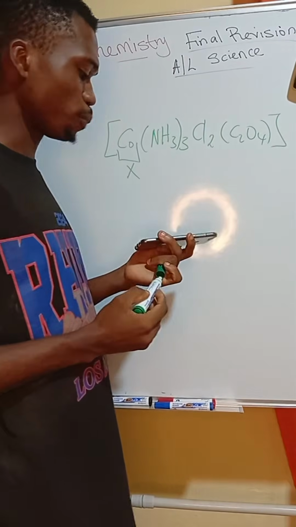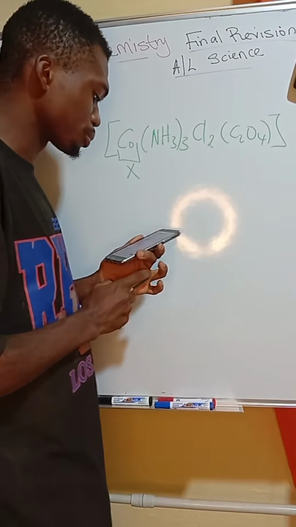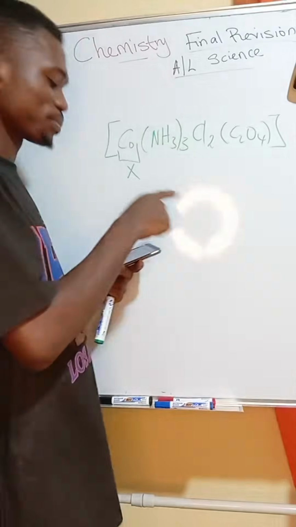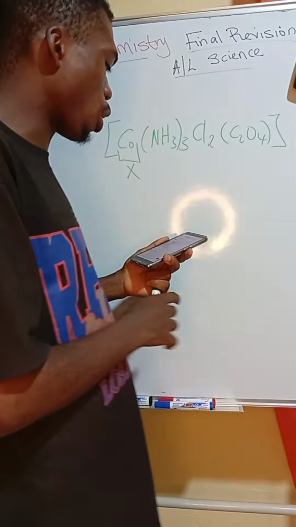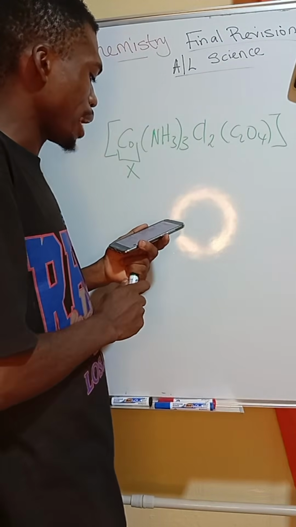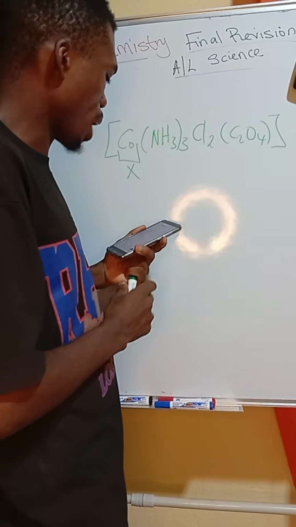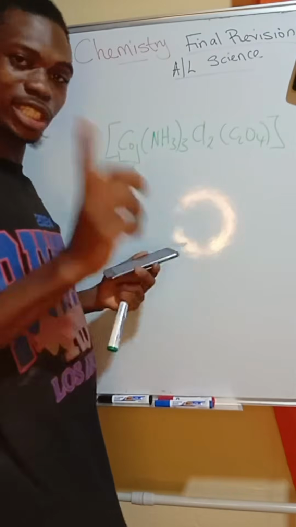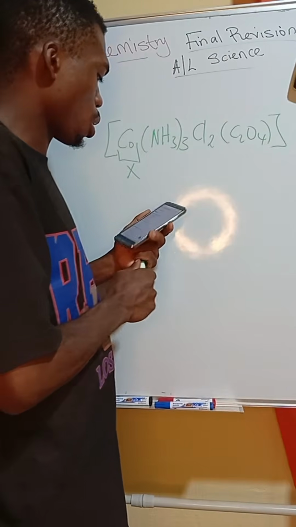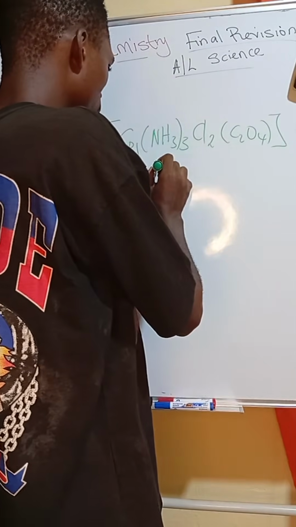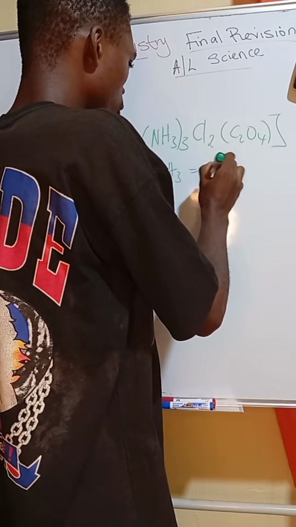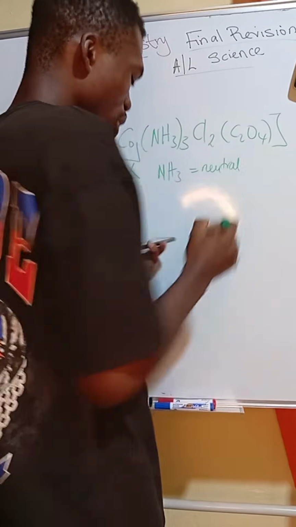Why? Because you do not know. Some of you put X here, and you're already crying. It doesn't matter, just follow along. Let the oxidation number of cobalt be X. Now the next thing is you have NH3, which is neutral. You need to remark that NH3 is neutral, meaning it does not have a charge.